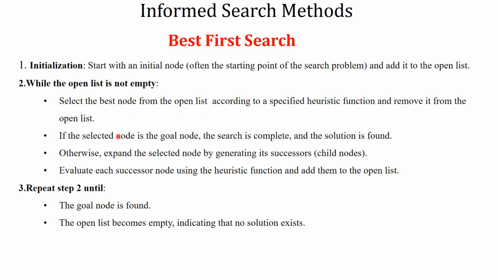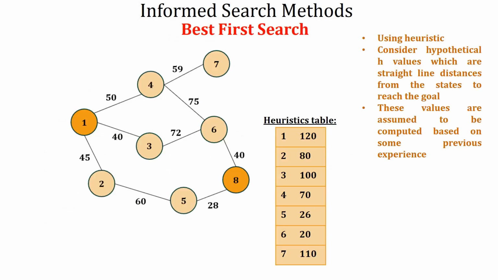In case the selected node is the goal node, then the search process is complete and the solution is found. In case the selected node is not the goal node, we will have to expand the selected node by generating its successors, the child nodes. Then we evaluate each of the successor nodes using the heuristic function and add them to the open list. This second step has to be repeated until the goal node is found or the open list becomes empty, indicating that no solution exists.